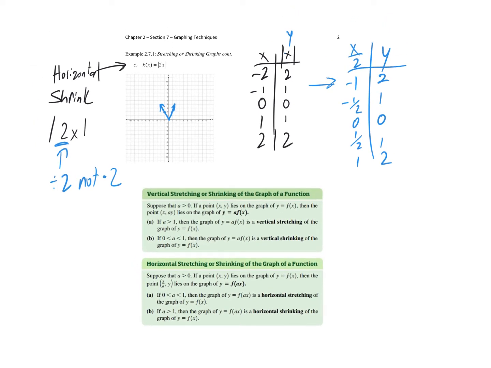Okay, so this was an example of a horizontal shrink. And remember that it is the opposite of what's happening in the equation. So when you look at it and you see, oh, times 2, but since it's inside of those absolute value lines, it's doing the opposite to the x value.